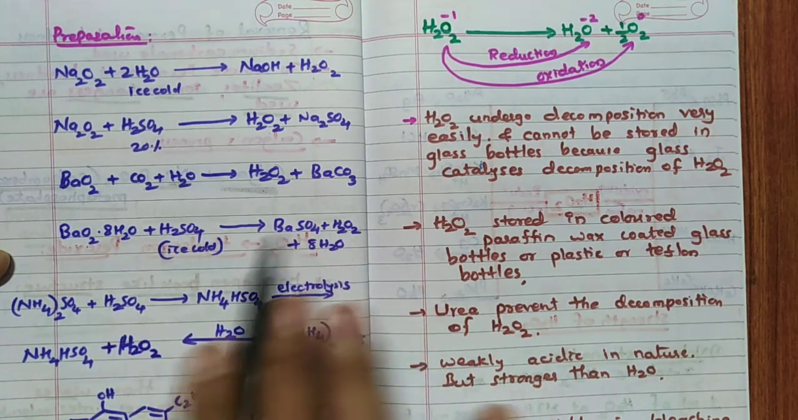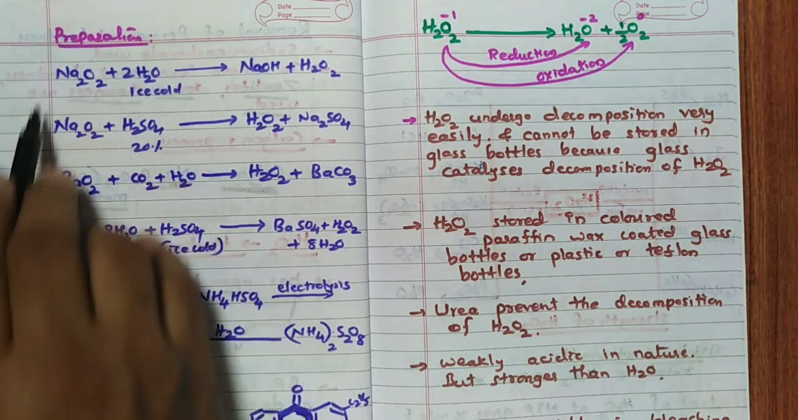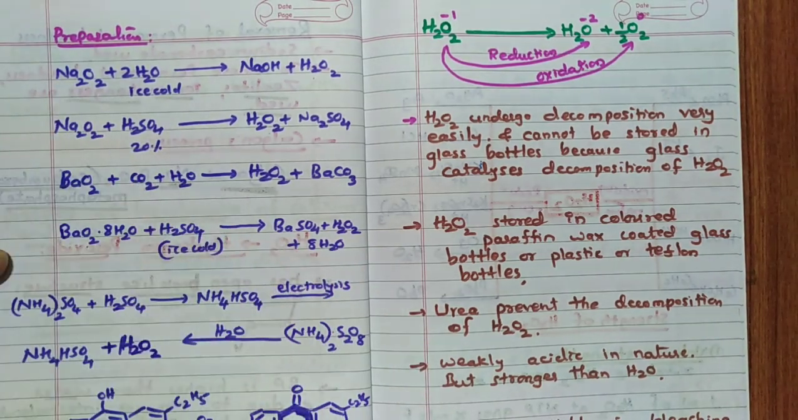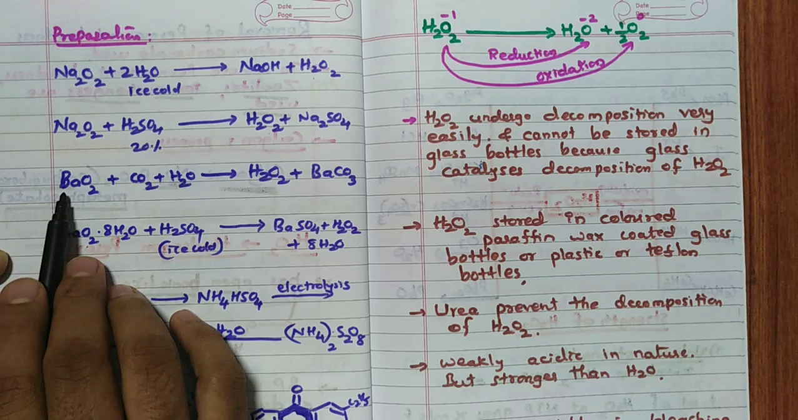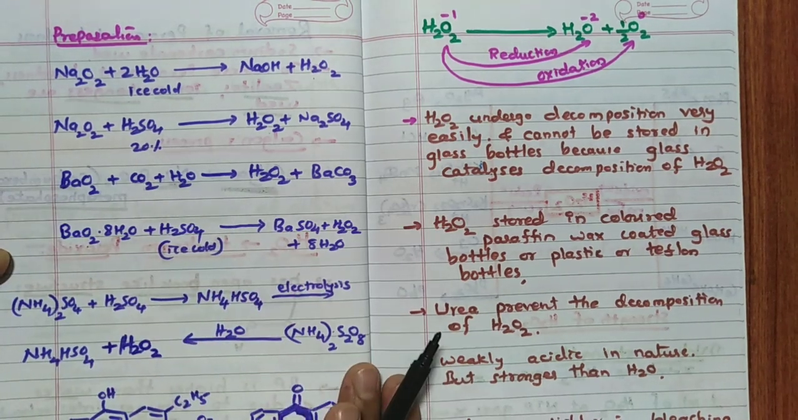Which means one thing, it is very clear. Hydrogen peroxide is prepared from sodium or barium peroxides only. In case of the alkali metals, only sodium forms sodium peroxide. Barium and strontium both can form peroxide, so barium or strontium you can use. Barium you have used it here.